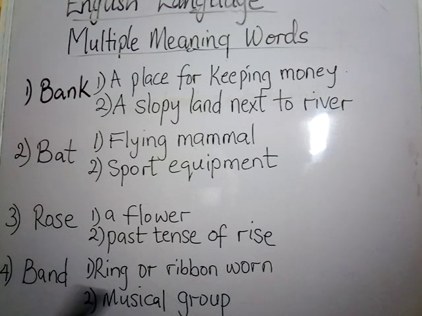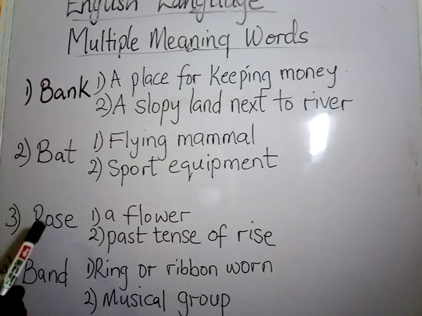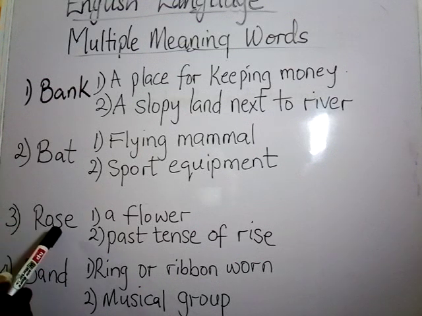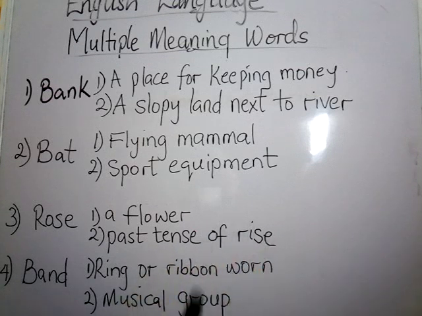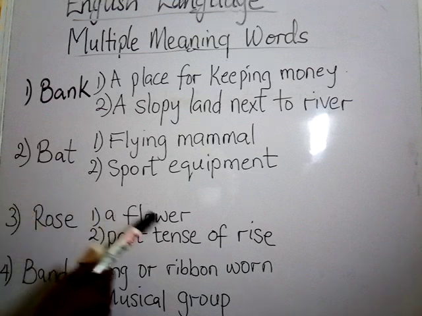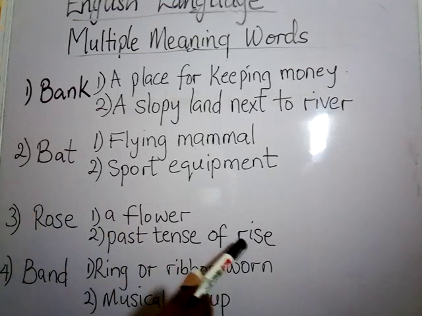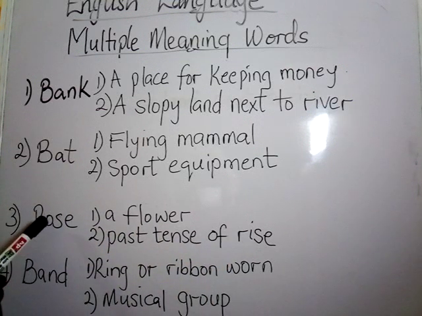All right, so the next one here is rose. Now in the case of rose, the pronunciation could differ even though the word is spelled the same way. Rose, which is a flower. Rose, past tense of rise, like rise up. The past tense of rise is rose. But rose as a flower and rose, the past tense of rise, both have the same spelling. So that's just one of the few cases where the words are pronounced differently.